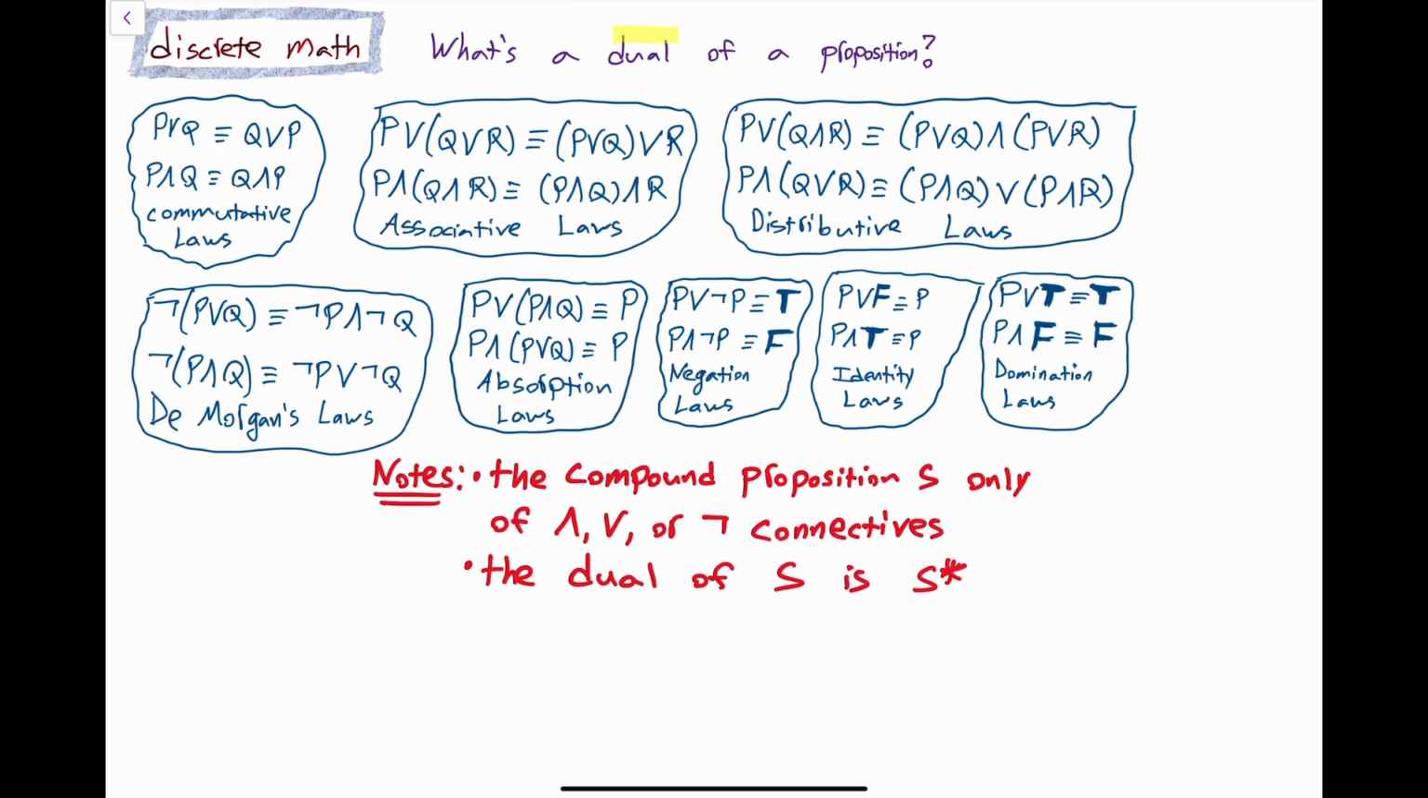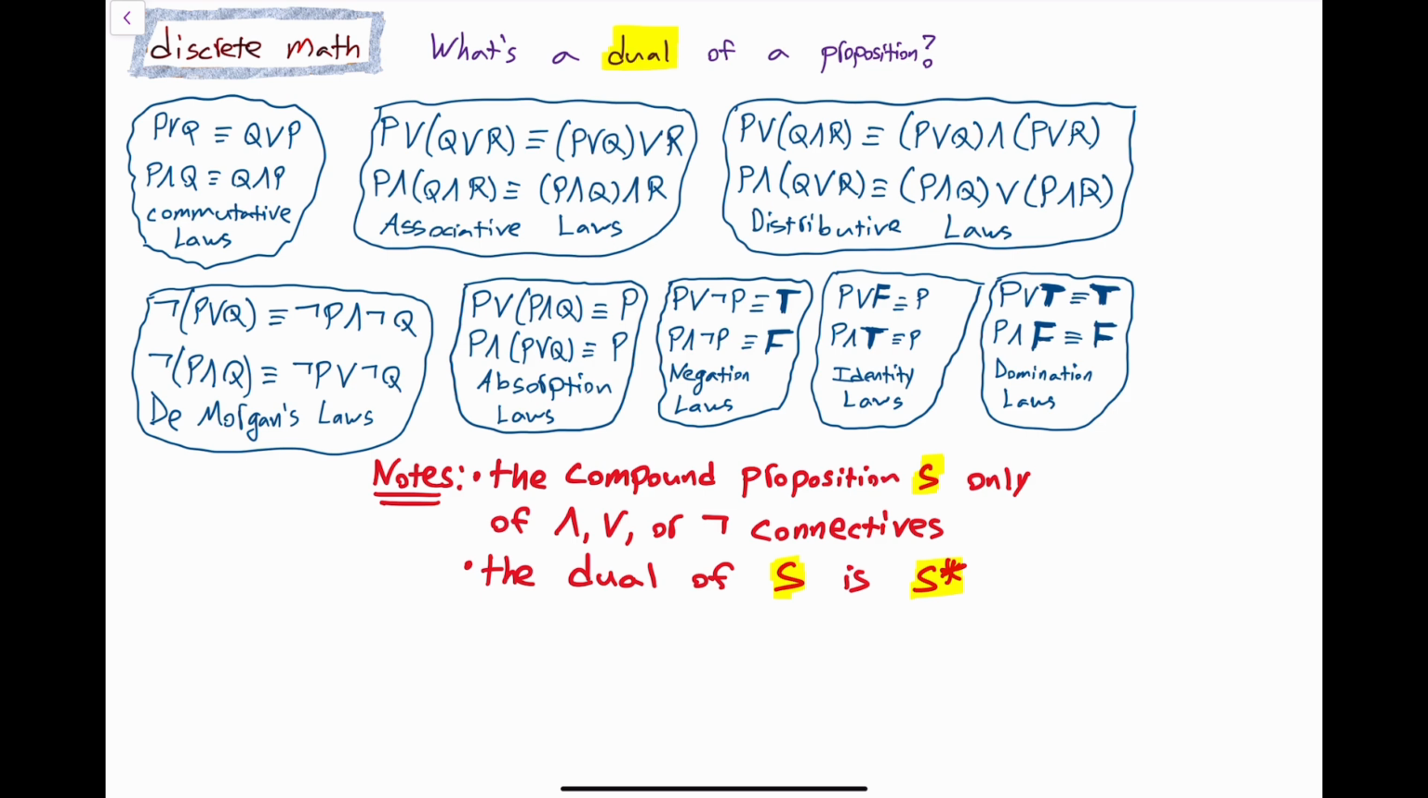What's a dual of a proposition? This is something you might encounter in discrete mathematics, dealing with propositional logic. Now, here we have the compound proposition S, which only consists of the sentential connectives and, or, not. And the dual of S is sometimes denoted as S asterisk.